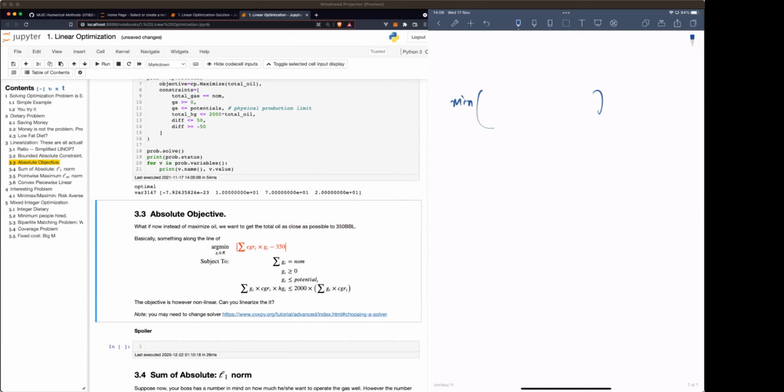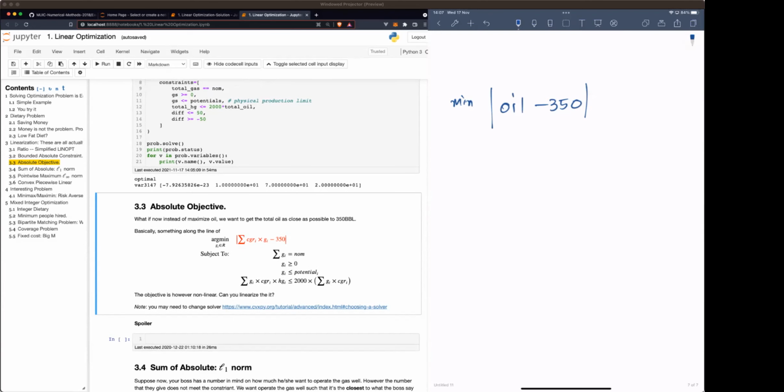But this thing is kind of close enough, right? If you want these two numbers to be as close as possible, you could say that the absolute of oil minus 350 should be as low as possible. If you want something to be as close to that number as possible, then you can say that the absolute is minimized. So this is what we want to do. And we know by now that this is clearly nonlinear, but there's some hope to make it linear.